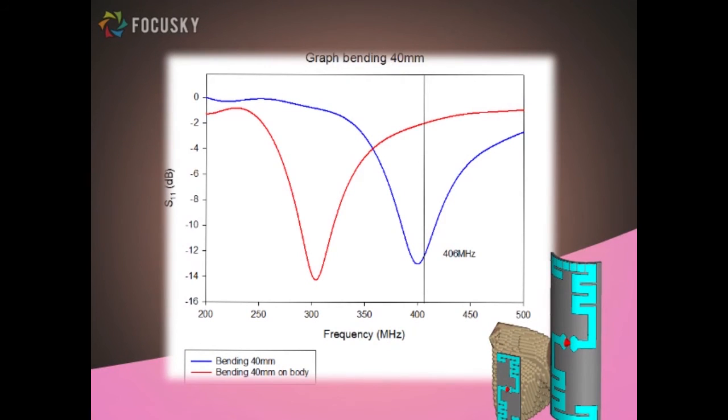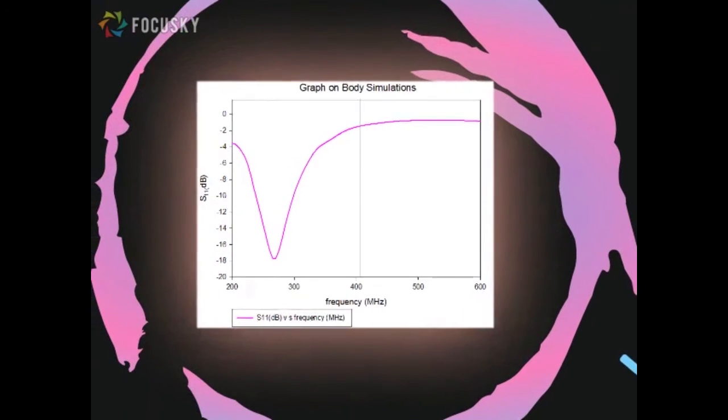The condition of the antenna bent without being attached to the human body shows a graph that falls down at 406 MHz at negative 12.45 dB. However, the simulation on the real human body shows an unexpected S11 result. The measurement of S11 for the simulation is negative 1.51 dB at 406 MHz.